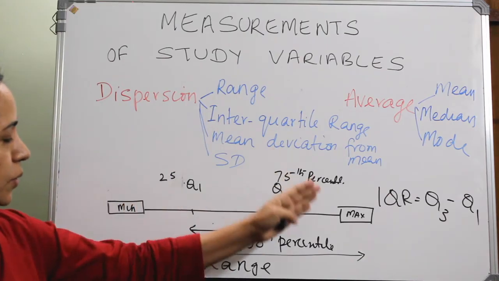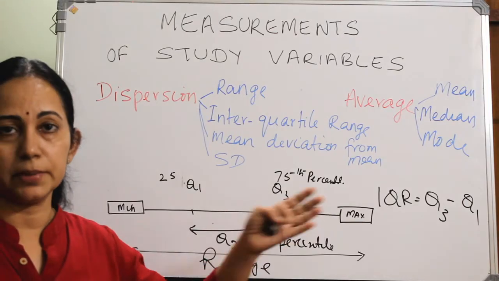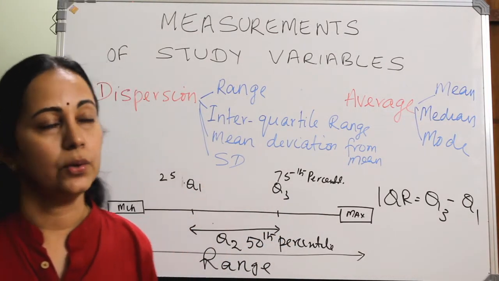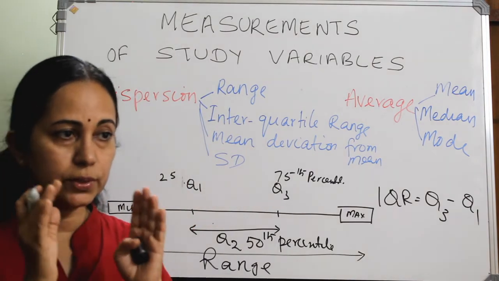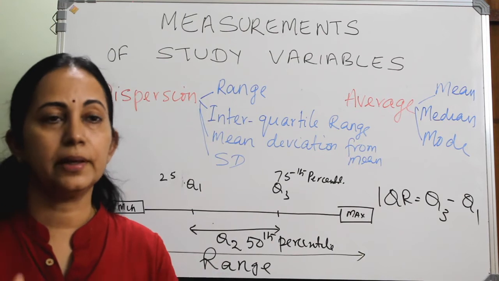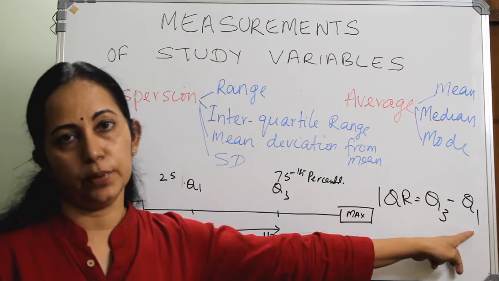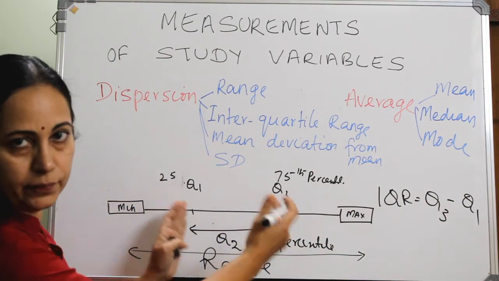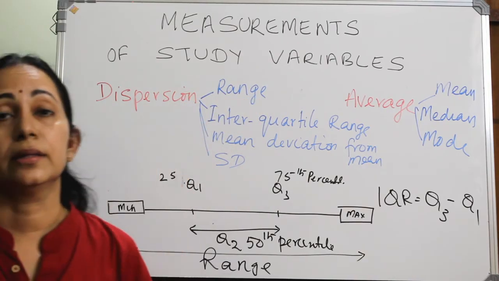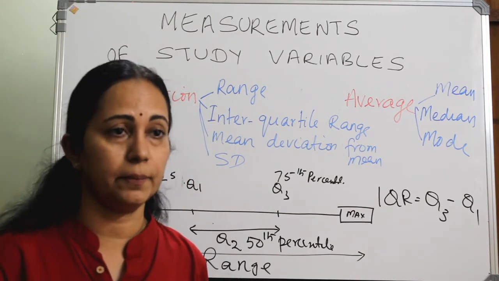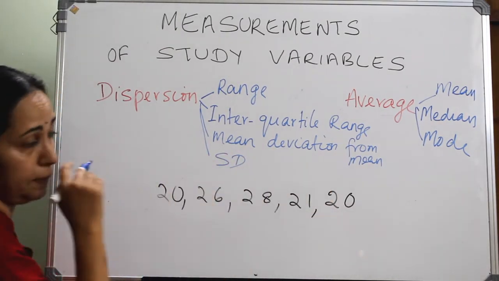So that is interquartile range, and this is not affected by extremes of value. Extreme will come at the maximum, but it is only the middle 50% you get by an interquartile range. Okay, you got it? It is between Q3 and Q1, the middle 50%, right? So that is how you calculate interquartile range, and the advantage is that it is not affected by extremes of values. Next is mean deviation from mean.